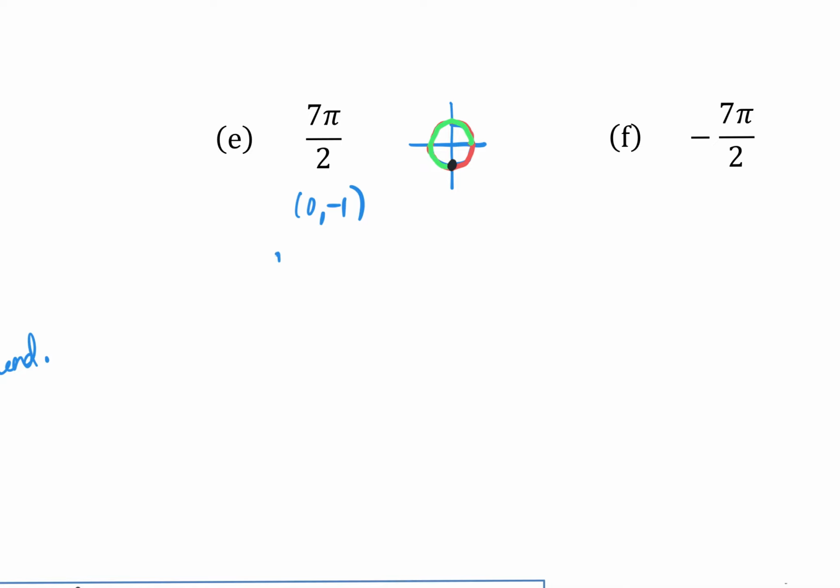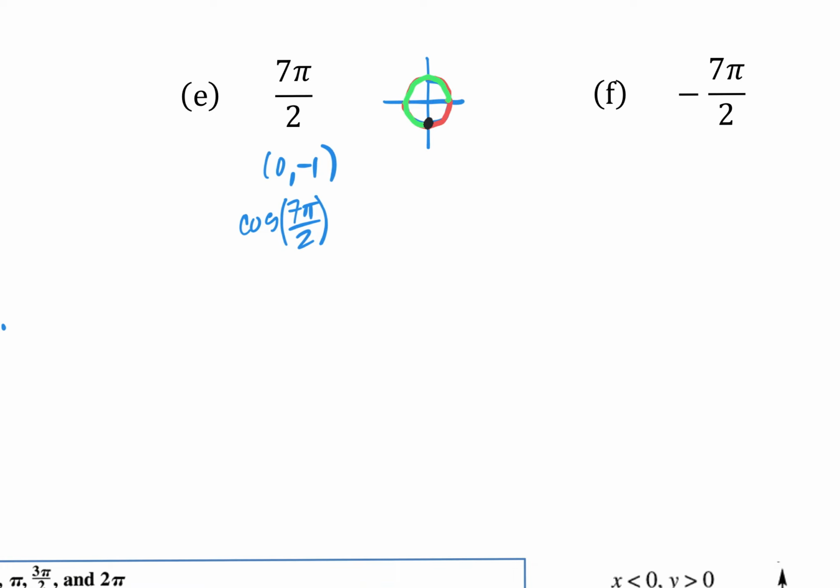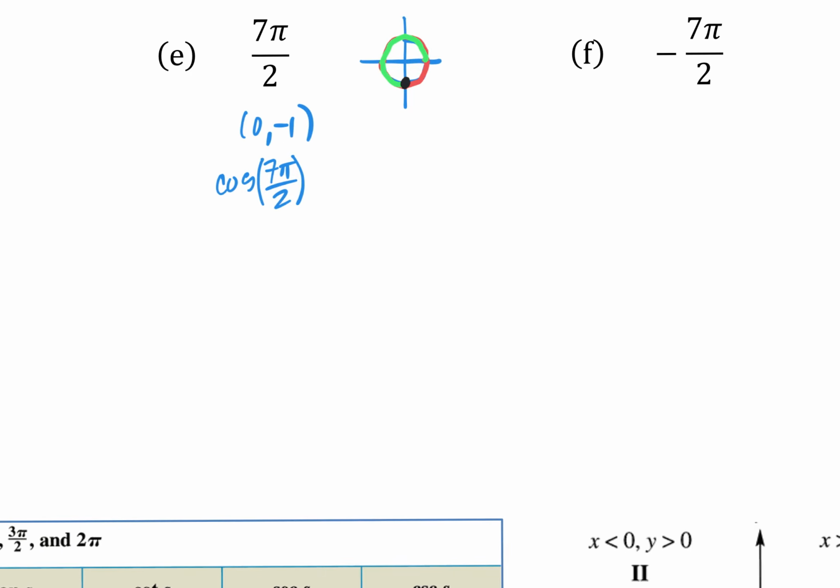The cosine of 7 pi over 2. And notice I didn't use parentheses because it's not a negative value, but you could. There is nothing wrong with always putting parentheses around the argument, because it is a function. It's like f of x, where f is cos, cosine. So cosine of 7 pi over 2 would be the x value of 0.